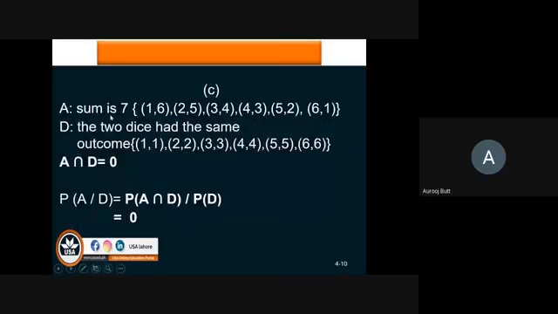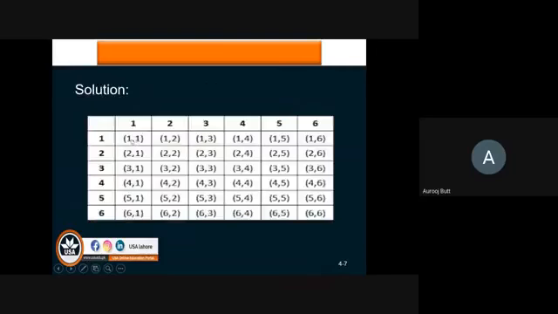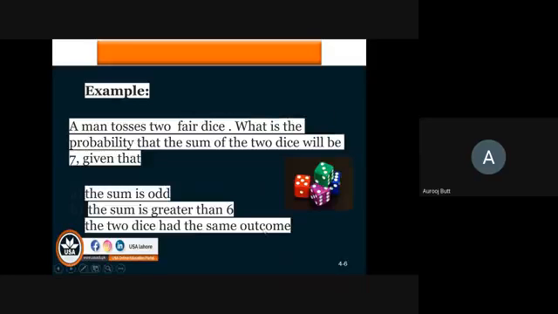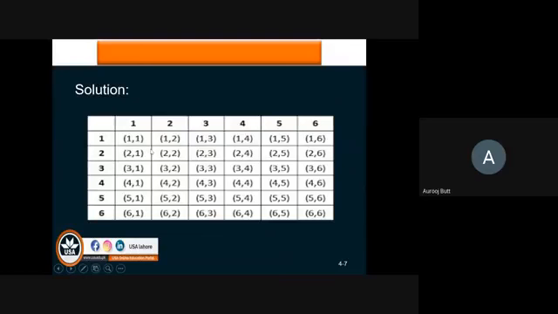So event A is defined as the sum is 7, and event D is defined as the two dice had the same outcome. That means both of these must be the same, because they have simply said that the two dice had the same outcome. The result on both dice, the outcome that comes, should be the same. So we have 1,1, 2,2, 3,3, 4,4, 5,5, 6,6. All of these 6 sample points are those whose outcomes are the same in nature.